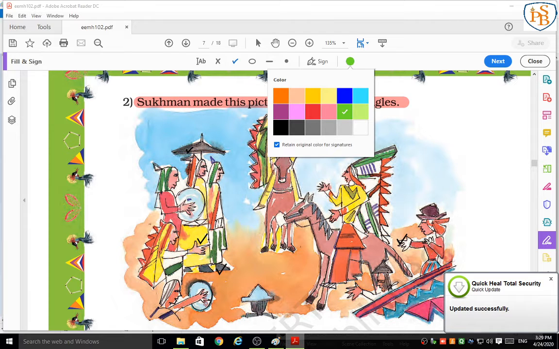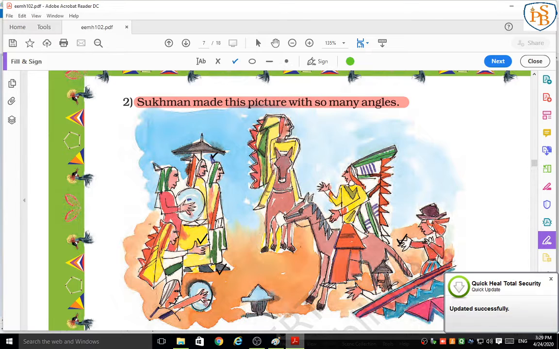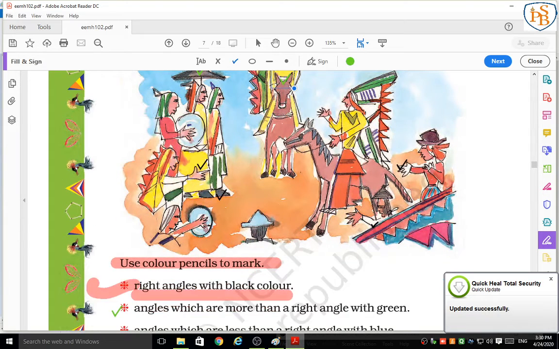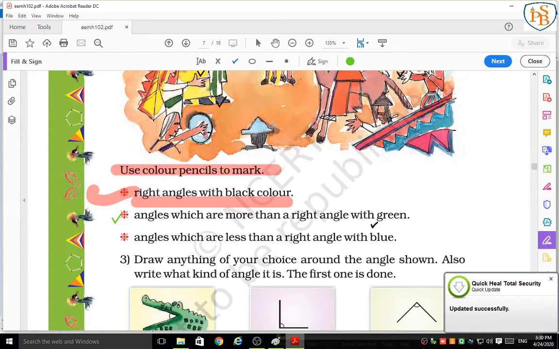If you see over here, this angle shows more than 90 degrees. Correct? One more angle. Can you see where the green, more than 90 color, is? Here, yes. Here also we can see the angle between these two is more than 90 degrees, more than a right angle. Like that you just search all the angles and tick with green color.